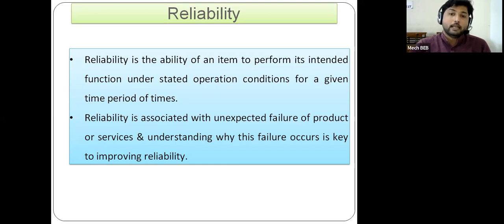Reliability is the ability of an item to perform its intended function under stated operating conditions for a given period of time. This is the definition of reliability, and it is also associated with the unexpected failure of a product or service, and understanding why this failure occurs is key to improving reliability.